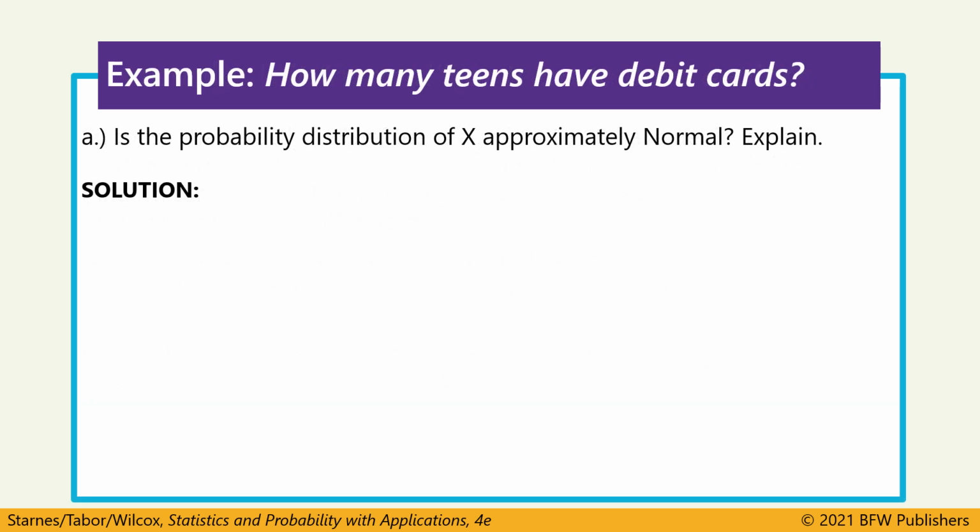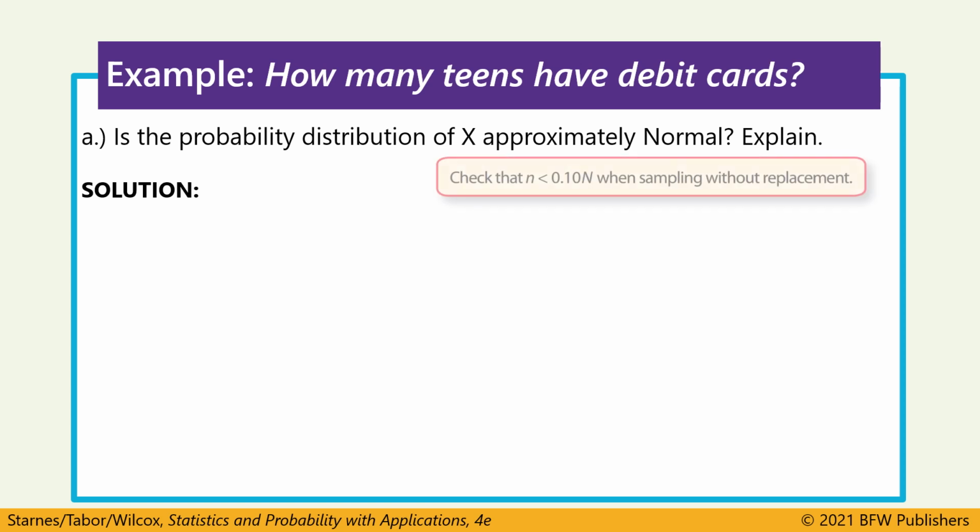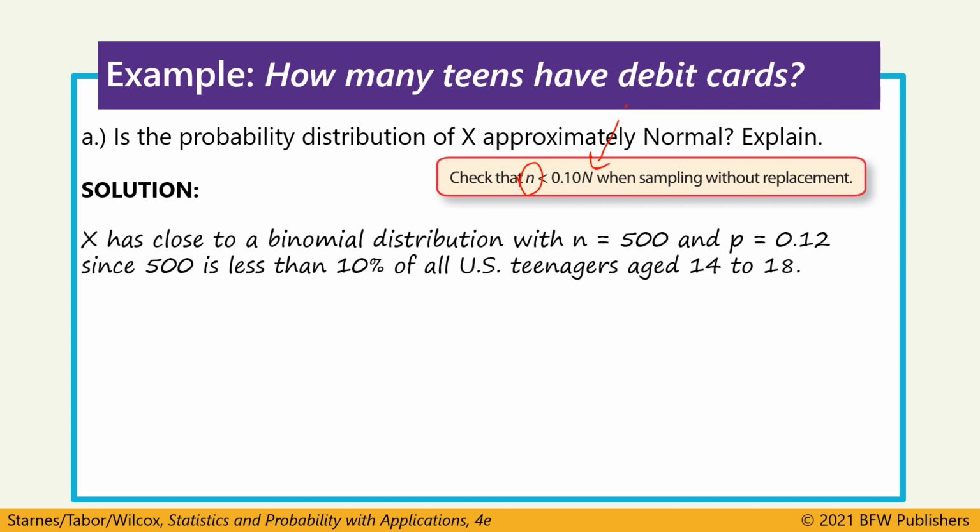To check whether or not we can use a normal distribution, we're going to check those two conditions that we just went over. To start, is our sample size, n, less than 10% of the population size, which we use capital N for? We have a sample size of 500. This is talking about teenagers aged 14 to 18 in the United States, and 500 is less than 10% of all US teenagers in that age range. So far that is met.